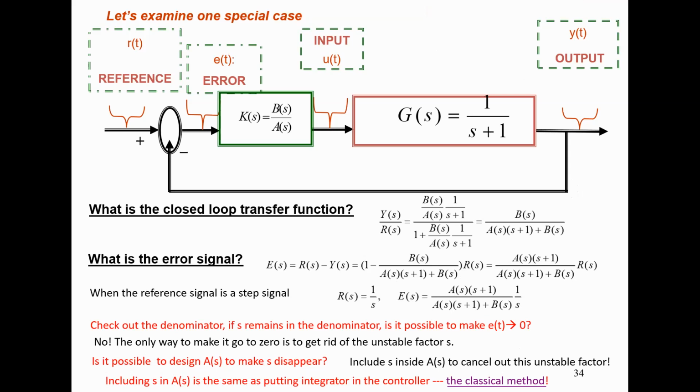Is that clear? Now you can also imagine, we asked what the error signal is when the reference signal is a step. Just to follow up, let's say the reference signal is a sinusoid, for example 1 over s squared plus 1.